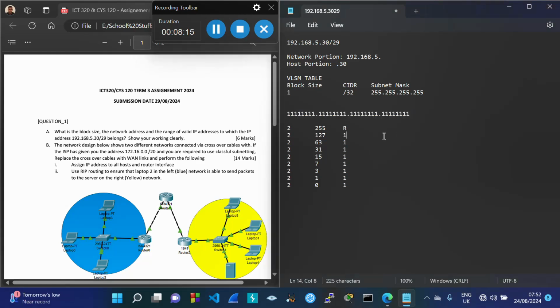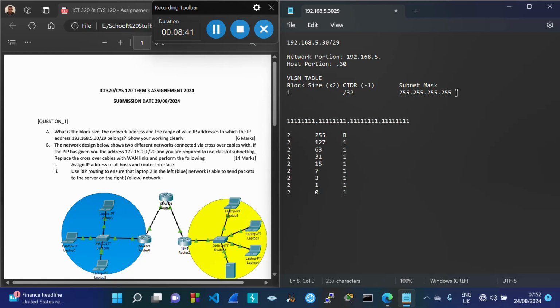Okay, so now that we do understand what's happening, we can now proceed to finishing up this VLSM table. So under the block size, we'll be saying times 2 to come up with the block size. Then for the CIDR, we'll be saying minus 1 to come up with the CIDR. So the block size 1 times 2, we are getting 2. And then 32 minus 1, which is 31.